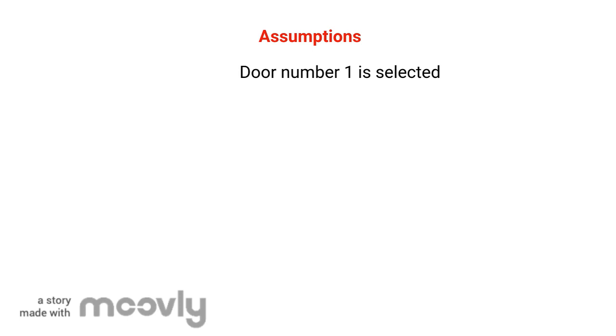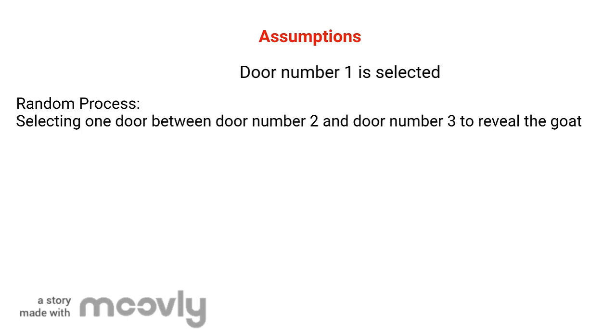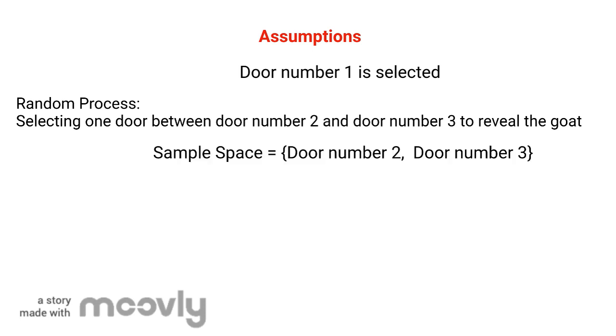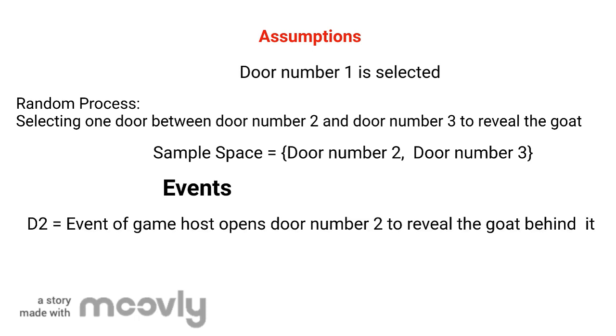Again, we can think of this as a random experiment of selecting one door between door number 2 and door number 3. We can define the sample space for this random experiment as the set of door number 2 and door number 3. Let us define events as follows. Let D2 be the event of selecting door number 2 to reveal the goat.